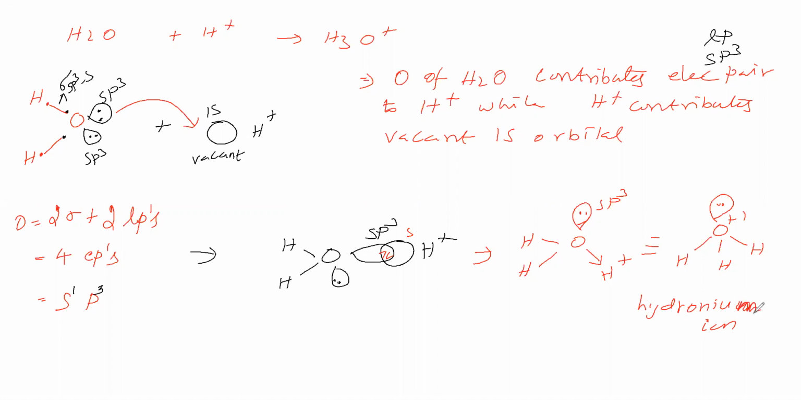Hydronium ion. So in the H3O+ one dative bond is present, we can say. Okay. We will take the next example: ammonia and BF3. Ammonia and boron trifluoride give what, we will see.